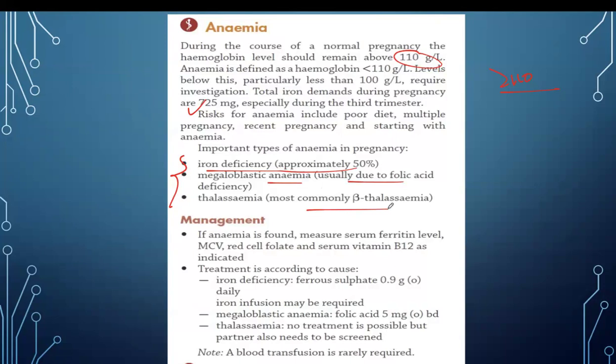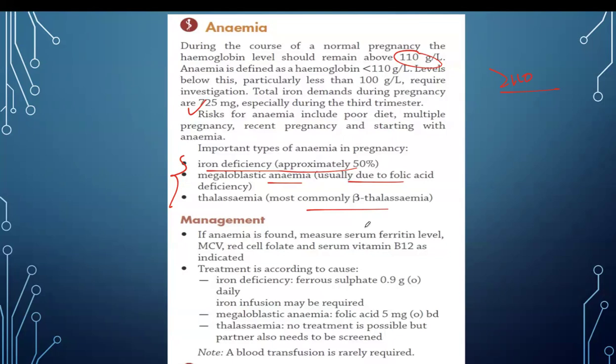Thalassemia is not very common in Australia, so don't think that just because a pregnant patient has anemia, that patient is thalassemic. Very uncommon. So if a pregnant patient is anemic, and you did a test and found the patient's hemoglobin is less than 110, what would you do next?